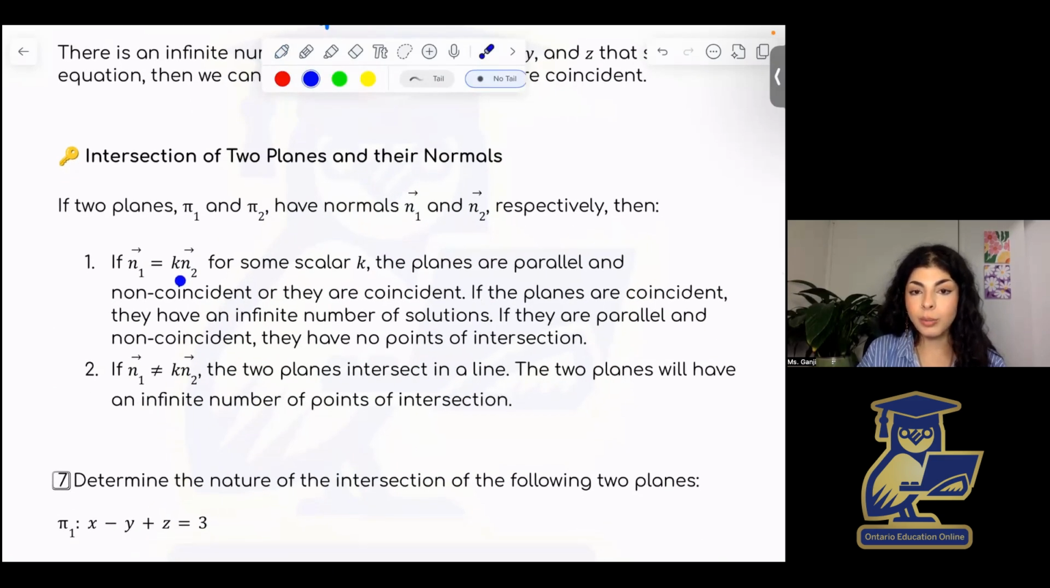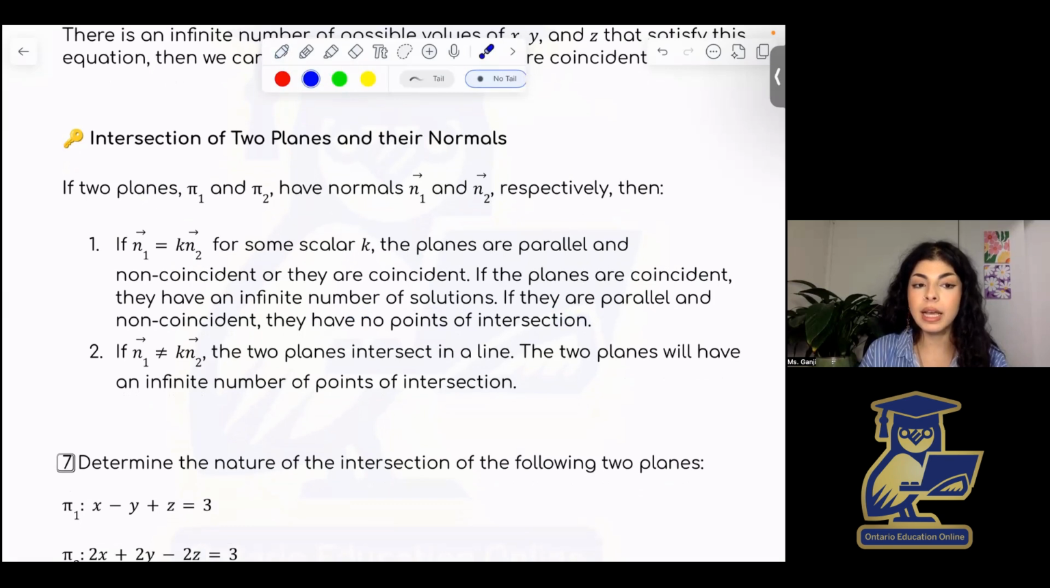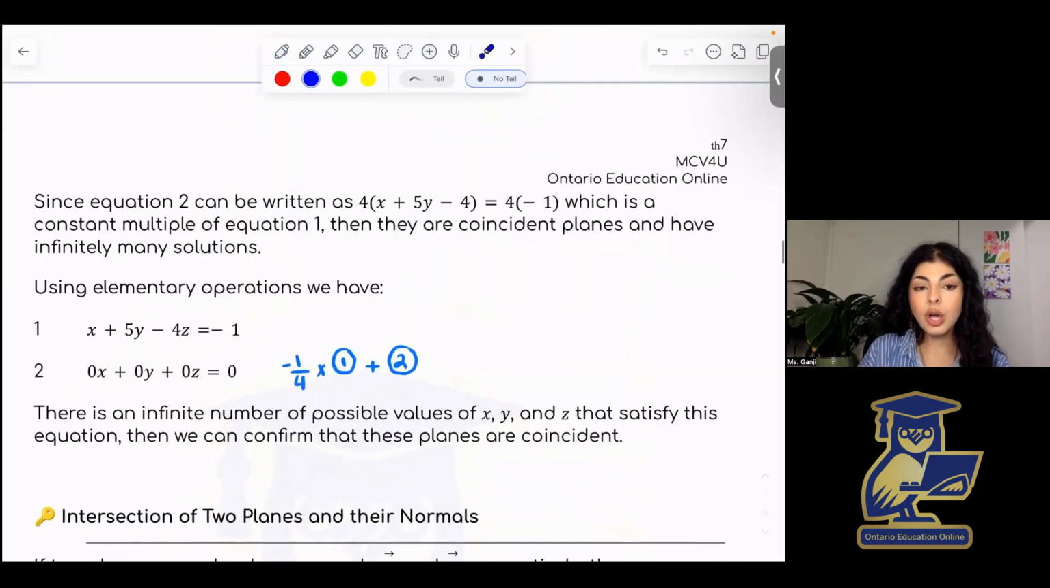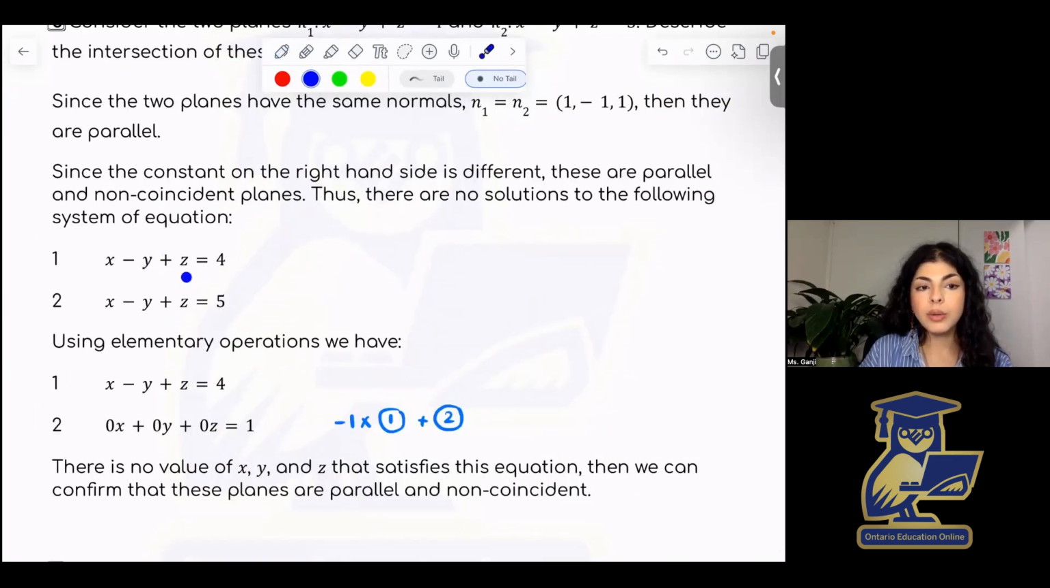Either their normals are scalar multiples of one another, and in that case, they are either parallel and non-coincident or they're coincident. If they are coincident, the whole equation of one is a scalar multiple of the other one, then we have an infinite number of solutions. And if they are parallel and non-coincident, then they have no point of intersection. And that's exactly what we saw with this example here. You will see that no scalar multiple of one equation will give me the second equation and vice versa.